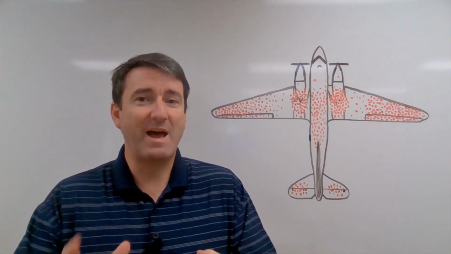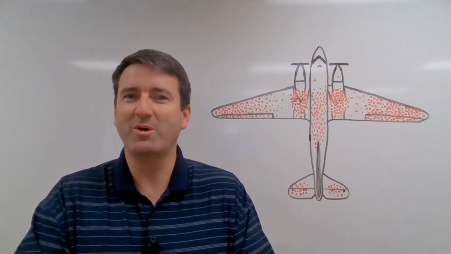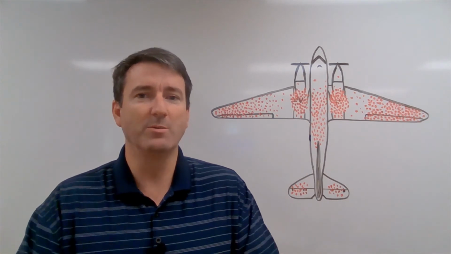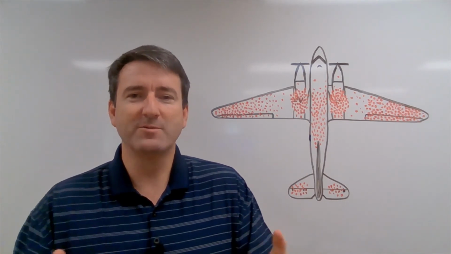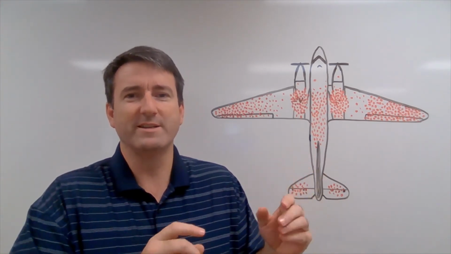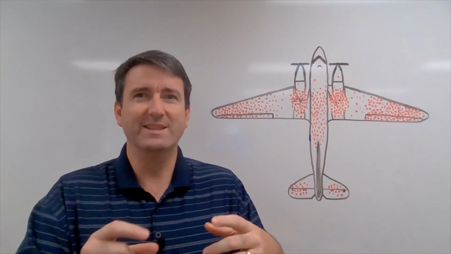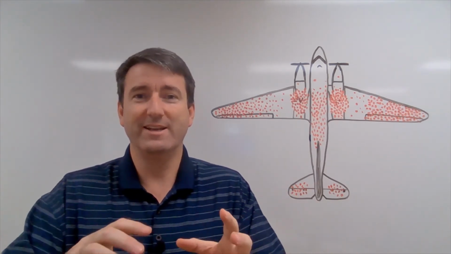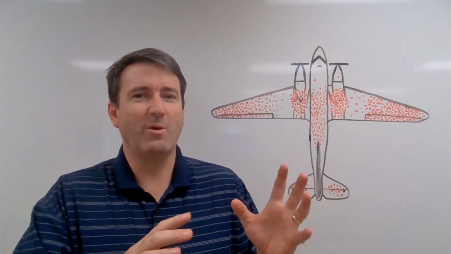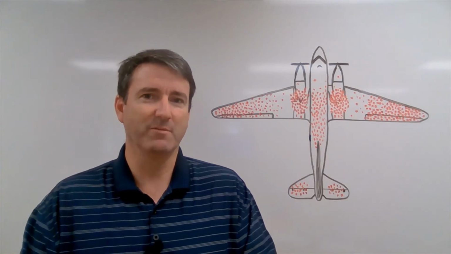It was a mathematician named Abraham Wald who said, no, don't put armor where you see bullet holes. You want to put the armor where you don't see bullet holes. And his reasoning was this. From a probability standpoint, there's no reason that any square inch of a plane would be less likely to be hit than any other square inch of the plane. So if the bullet holes aren't everywhere on the plane, we must be missing some information.